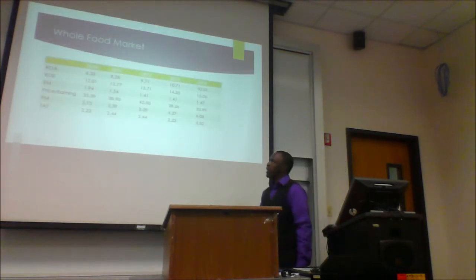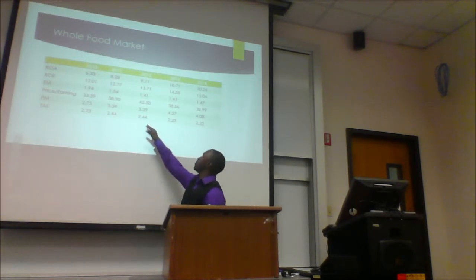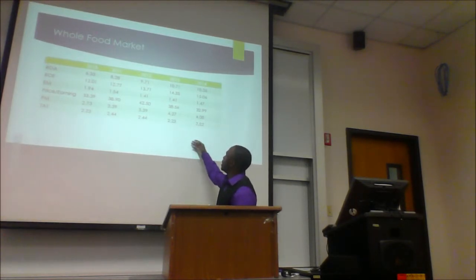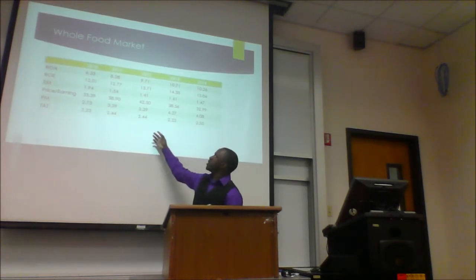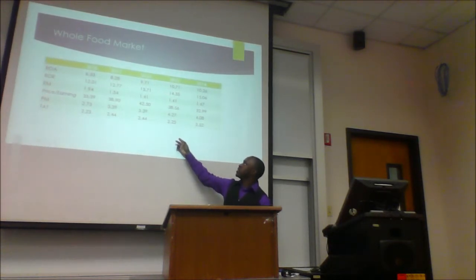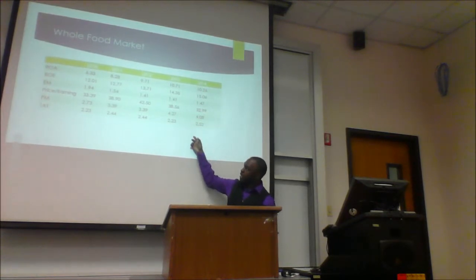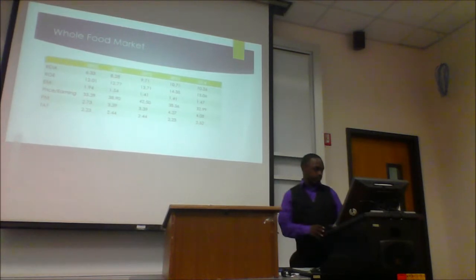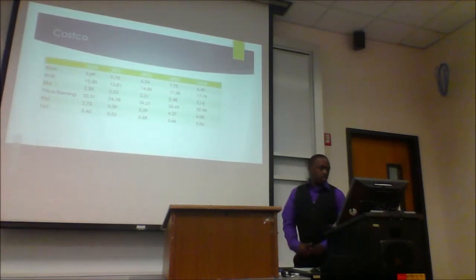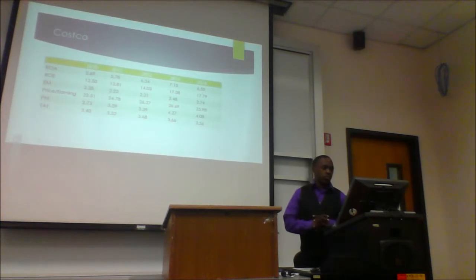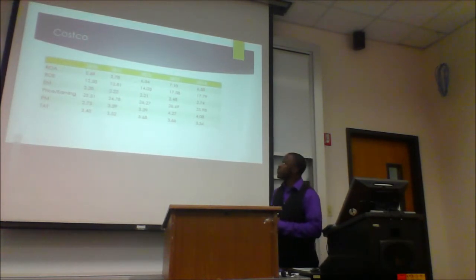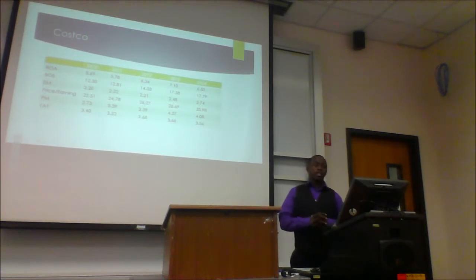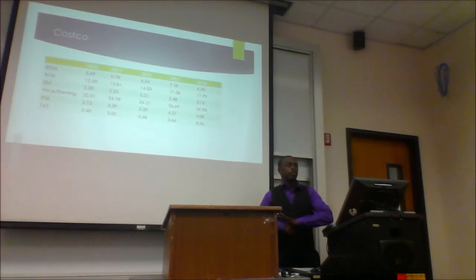For Whole Foods Market, the return on assets in 2012 was 9.71, and it increased in 2013, and in 2014 it decreased. The return on equity was 13.71, and each year it increased, which is a good thing because you want the return on assets, return on equity, profit margin, and total asset turnover to be fairly high. For Costco, the return on assets in 2012 was 6.34. It increased in 2013 to 7.10, and it decreased in 2014 to 6.50. The return on equity was 14.03 in 2012, but it increased each year, and increased even more in 2014.